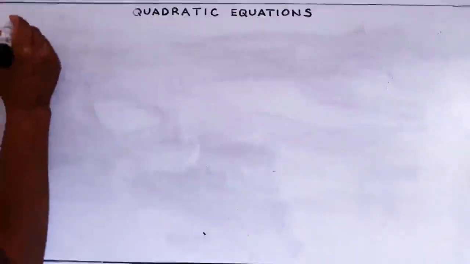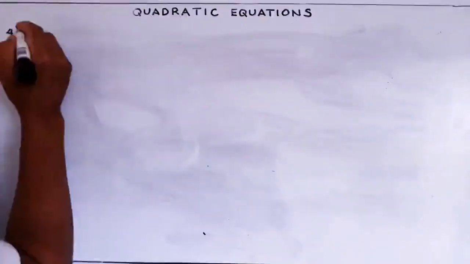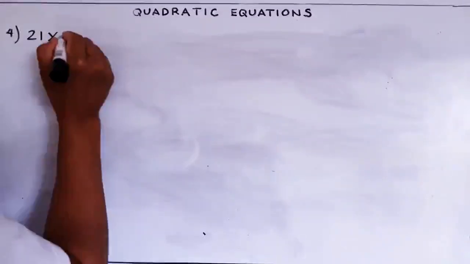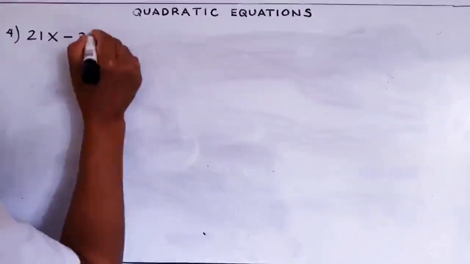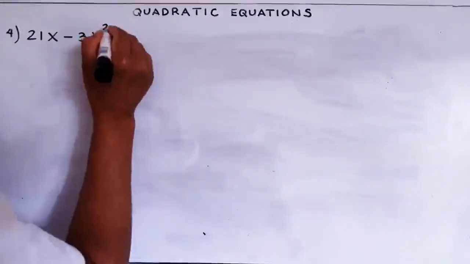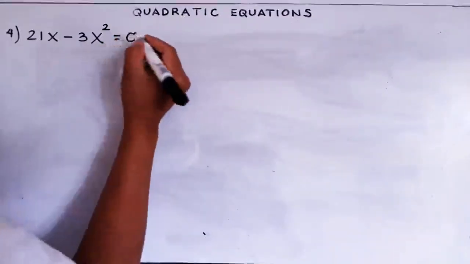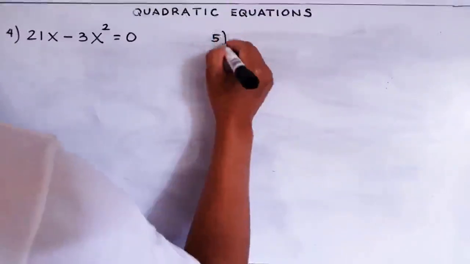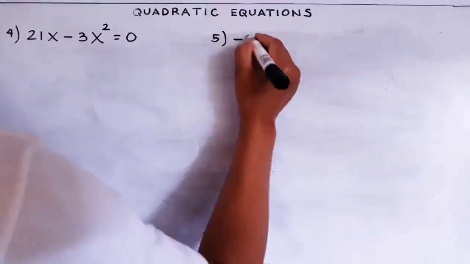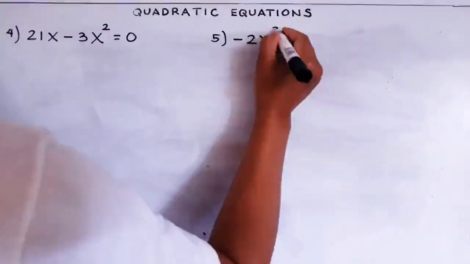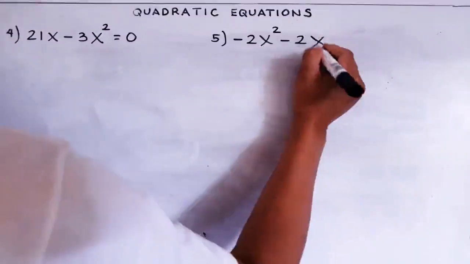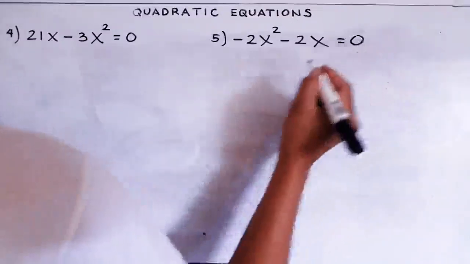Okay, number 4 class, this one is number 4. 21x minus 3x squared is equal to 0. I'll write the number 5 example here. Minus 2x squared minus 2x is equal to 0.